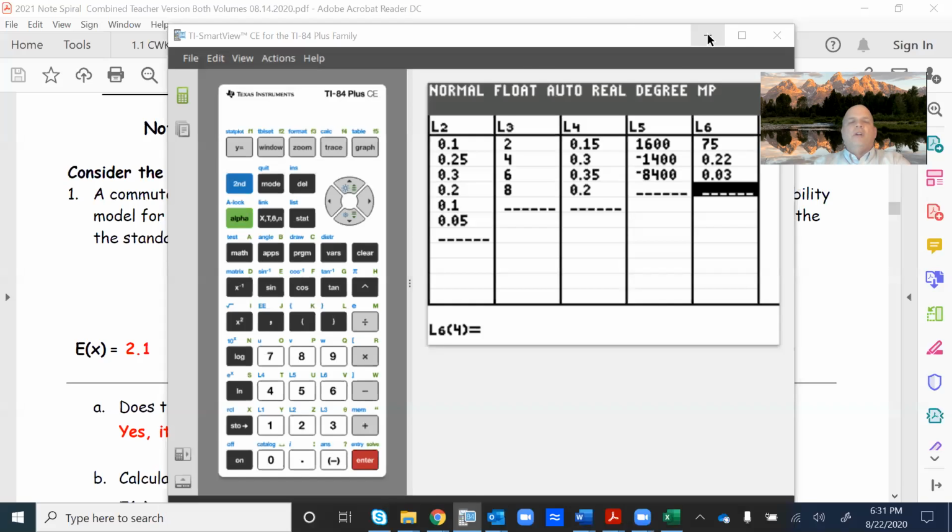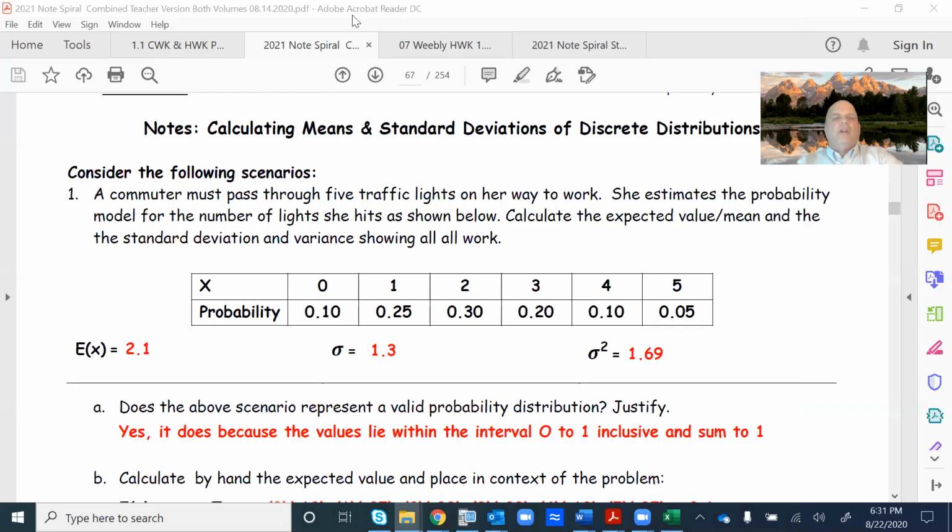All right, so hopefully you're able to see the completed set of notes. And this is page 67 of the note spiral. A commuter must pass through 5 traffic lights on her way to work. She estimates the probability model for the number of lights she hits as shown below. Calculate the expected value, mean, and the standard deviation and variance, showing all work. Well, we're not going to worry about showing work today. We're just going to worry about getting this done.